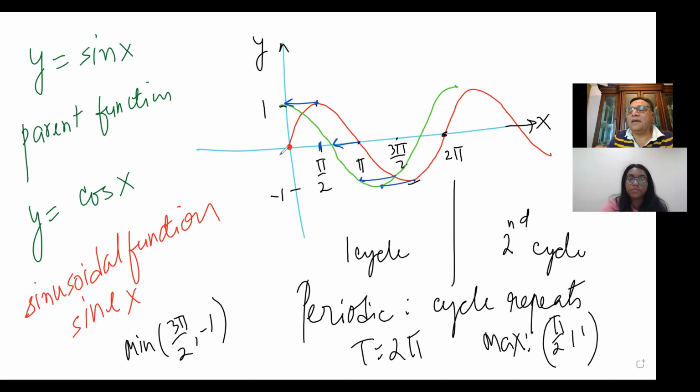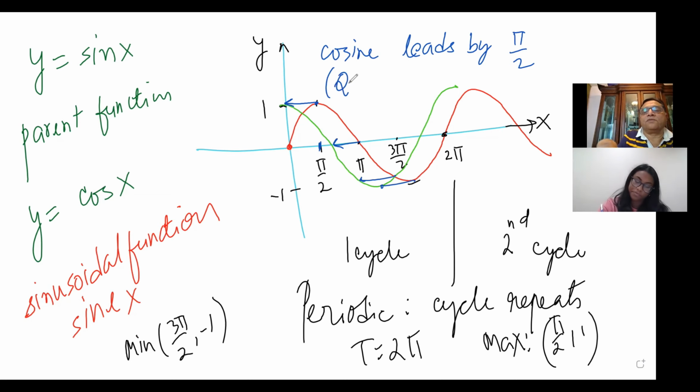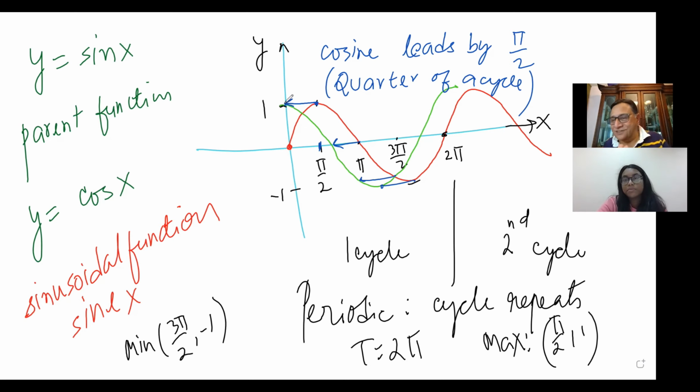So that means we say cosine leads by pi by 2, which is basically a quarter of a cycle. Do you notice that? Leads means that the maximum value for cosine came first, correct? So it is a kind of translation of sine to cosine, where horizontally it has shifted pi by 2 units left. Is that clear to you? Pi by 2 units left. So that is what it is.